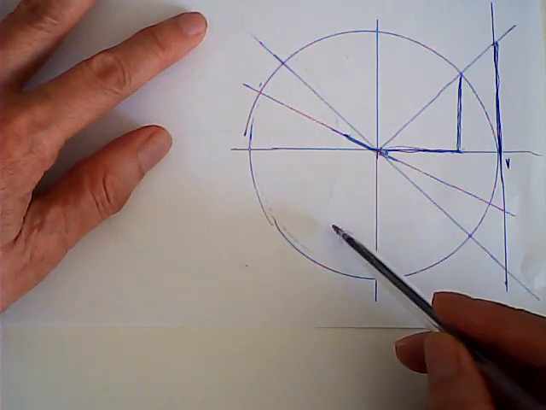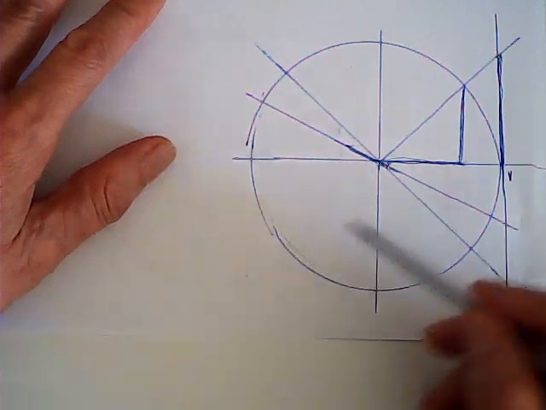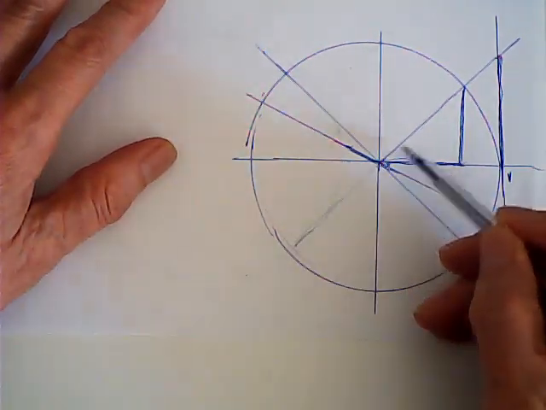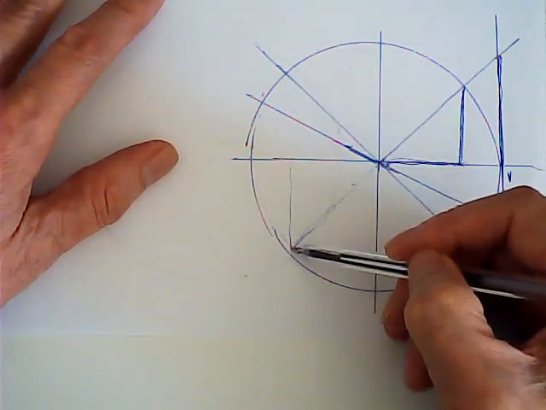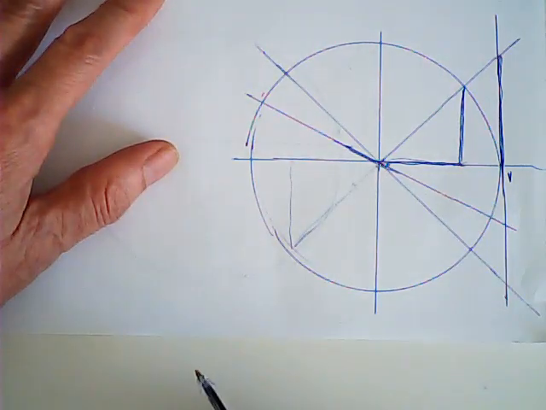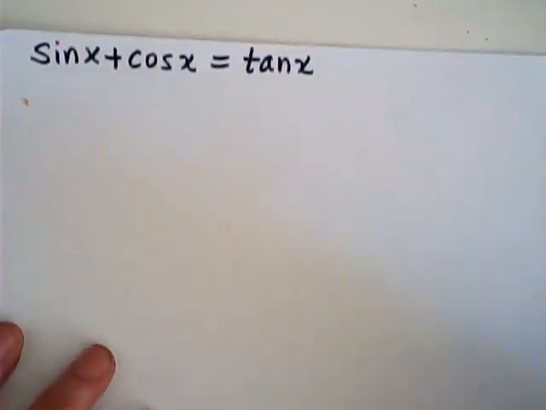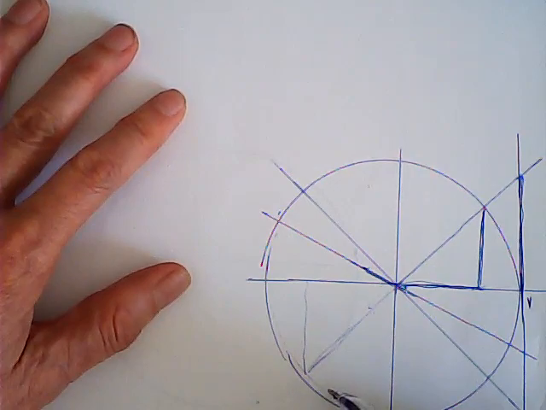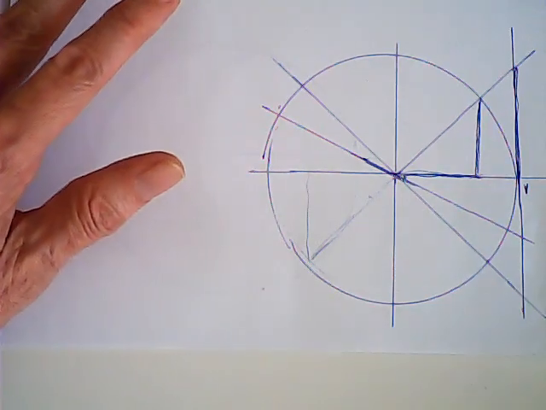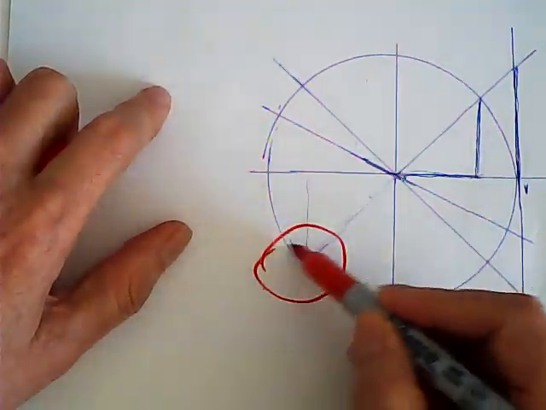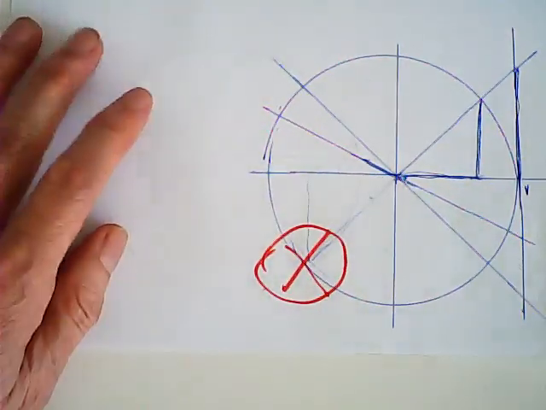Now, in the third quadrant, tangent is positive. See? This angle, third quadrant, tangent is positive. But sine and cosine both are negative. Negative plus negative equal to positive is not possible. Therefore, the angle x in the third quadrant is not possible. So the third quadrant is out. The angle x would not be in the third quadrant.